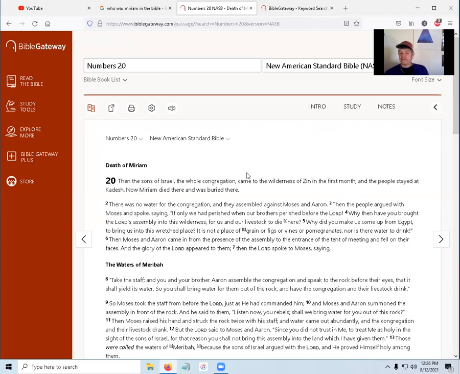Bible Gateway is one of many. Like I said, there's Blue Letter Bible, there's Bible Hub. Bible.cc is the same as BibleHub.com. BibleHub.com, BlueLetterBible.org, and BibleGateway.com. These are all good Bible websites.